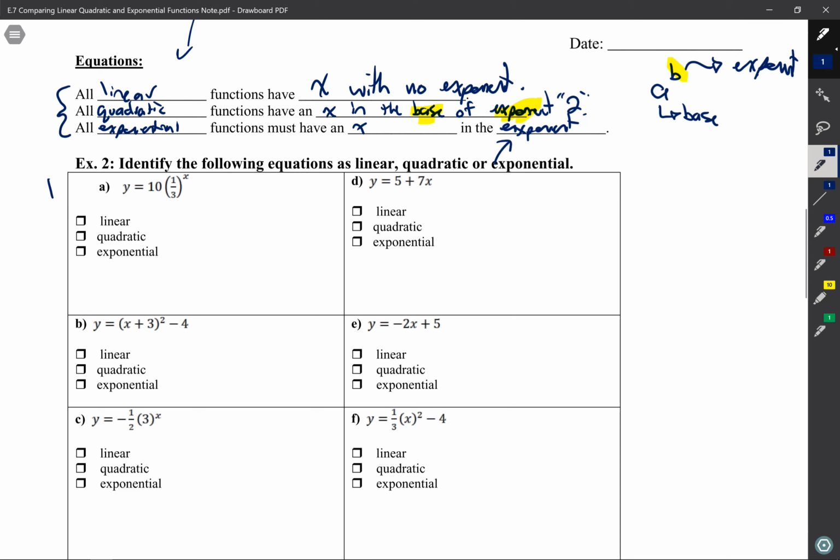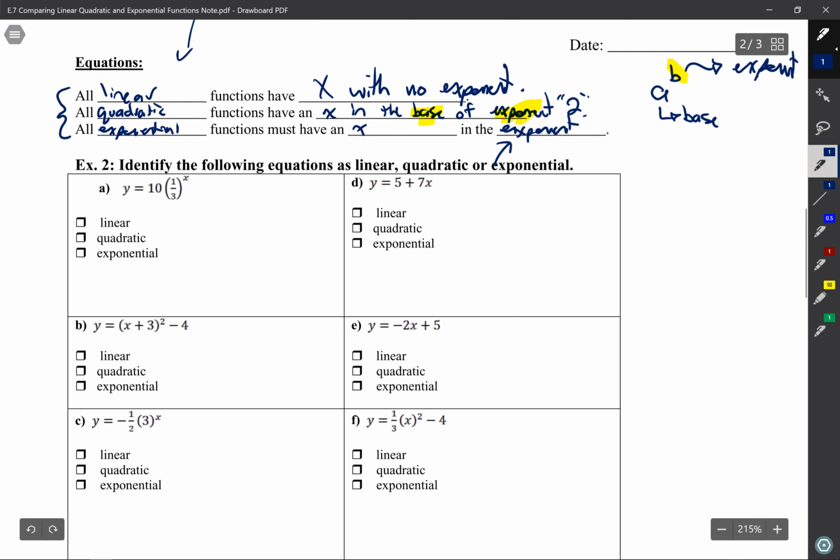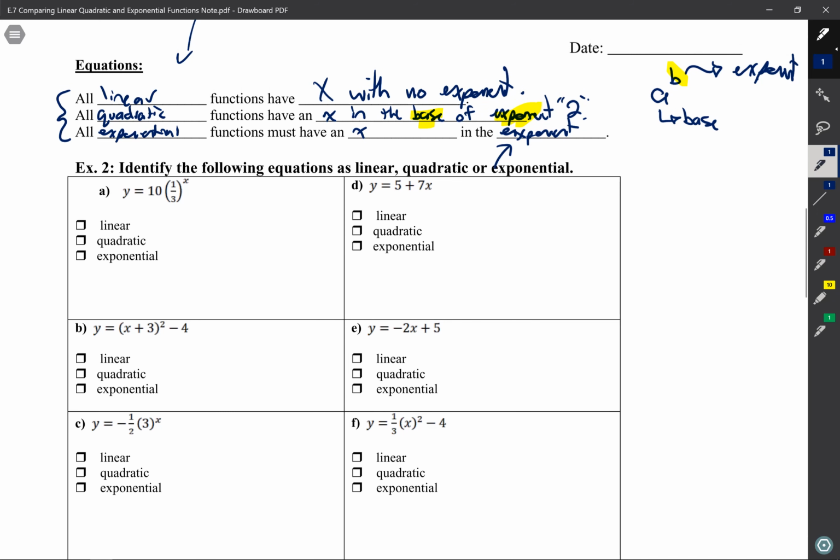I can see right away, okay, let's see. Let's work with y equals 10 times 1 over 3 to the exponent x. Well, does this have an x with no exponent? No, it does not. I see my exponent right here. My exponent tells me that this is not a linear function. All quadratics must have an x in the base of exponent 2. Is the exponent 2? No, therefore it cannot be a quadratic. All exponential functions must have an x in the exponent. Do I have that? Yes, I do. I have an x right there in my exponent, so it's exponential.